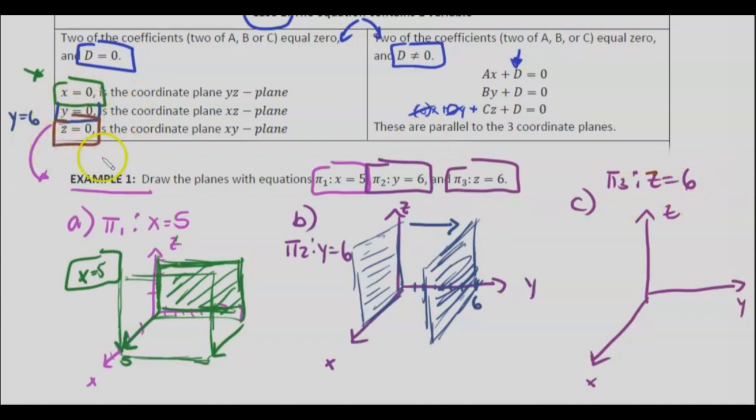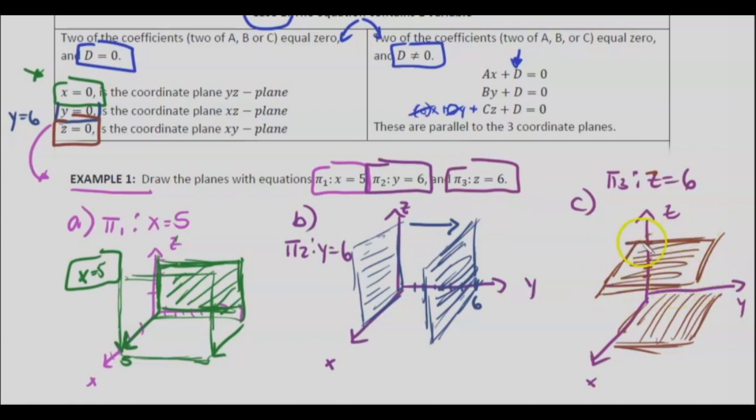Okay, if we had z equals 0, it would be the xy plane. So this plane would be here. Okay, and again, planes go infinitely in all directions. We denote it with a rectangle still or a parallelogram. Okay, and what we're going to do for the z equals 6 is we're going to move it in the z direction 6 units. So let's just move that up to this number, which is 6. Okay, and that is our plane z equals 6.